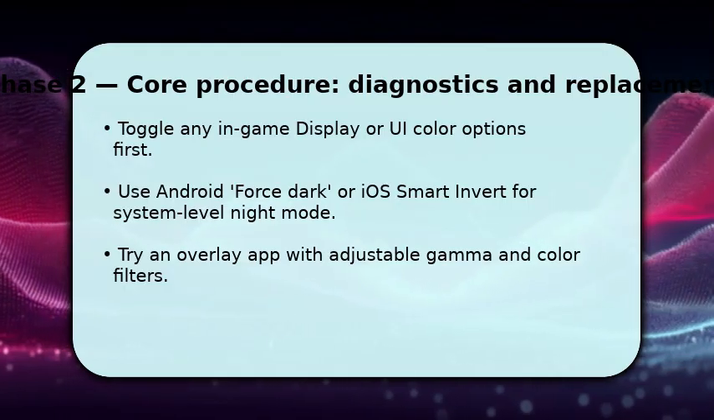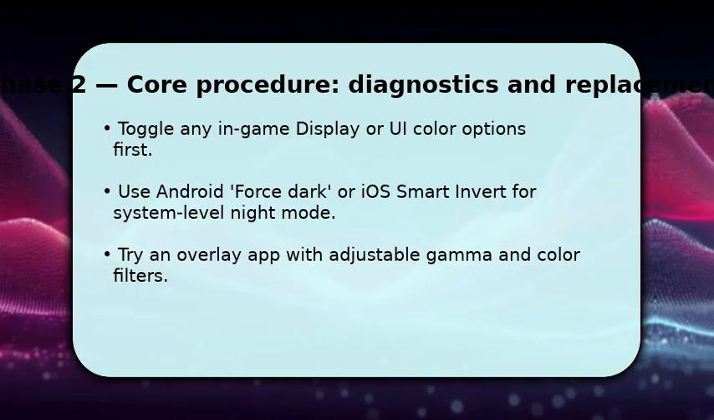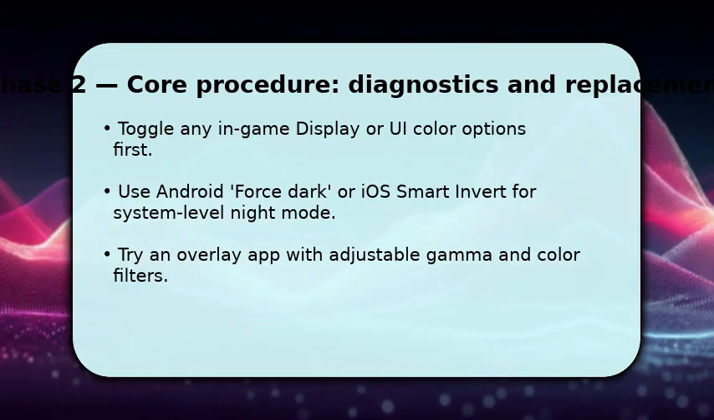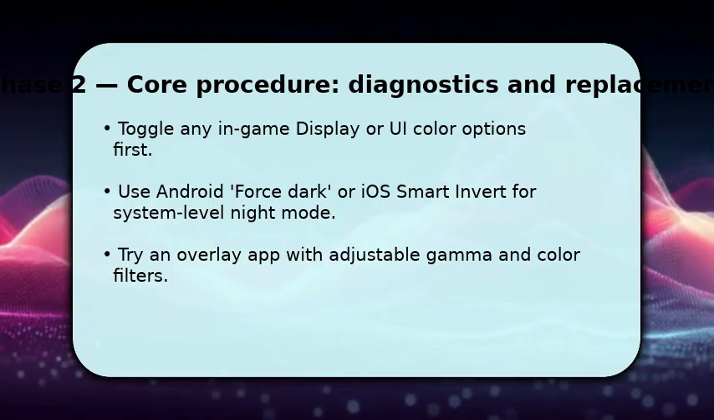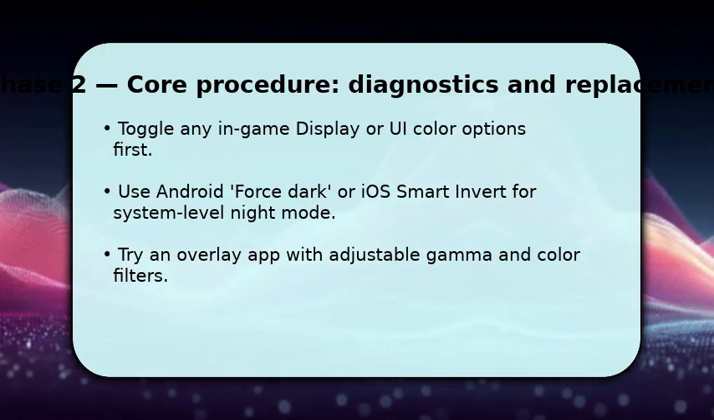If the game lacks a native night mode, enable your device's system-level dark features, Android Force Dark or iOS Smart Invert, because they can remap bright surfaces to darker tones. If that's insufficient, run a color filter overlay app and lower gamma, reduce blue light.